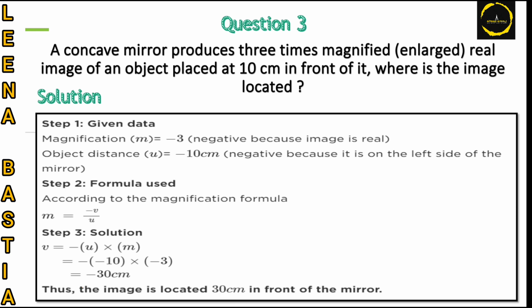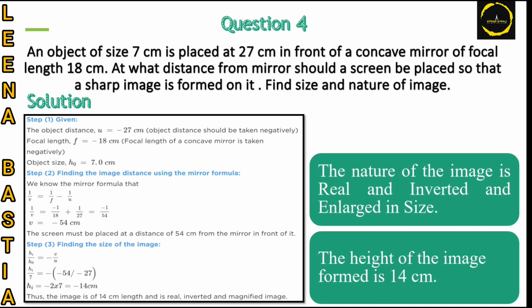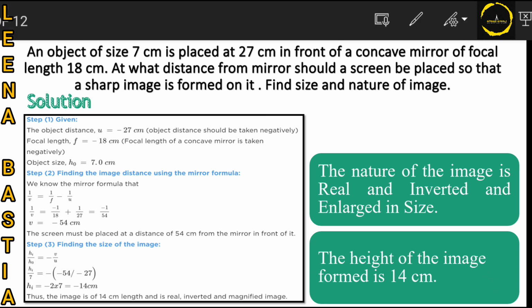Now let us move to the next question, that is question number 4. An object of size 7 centimeter is placed at 27 centimeter in front of a concave mirror of focal length 18 centimeter. At what distance from the mirror should a screen be placed so that a sharp image is formed on it? Find the size and nature of the image. Okay, it is again asking about the image distance, that is V, and as we already know, we have to also mention the size and nature of the image.